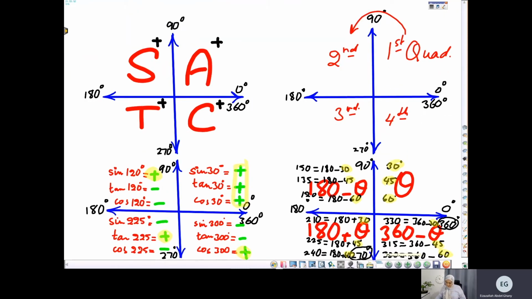Let's revise the angles and the relation I wrote in red. In the first quadrant, all angles are acute. In the second quadrant, 180 minus this acute, then the third, 180 plus this acute. In the fourth, 360 minus this acute. Okay, let's recite. Acute, 180 minus this acute, 180 plus this acute, 360 minus this acute.